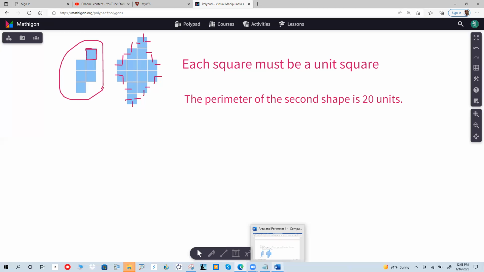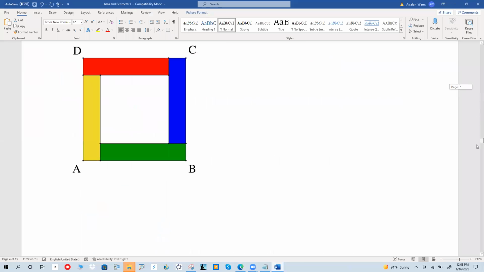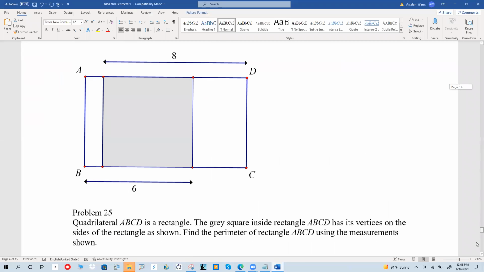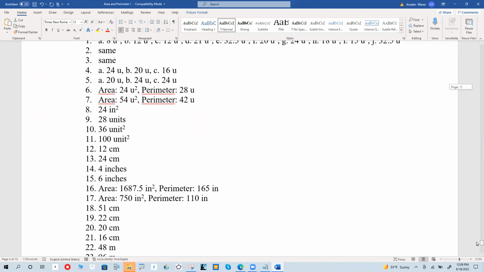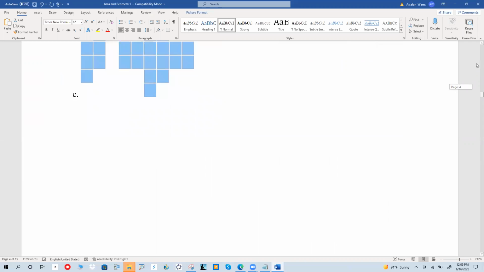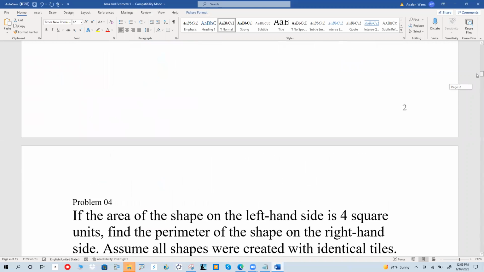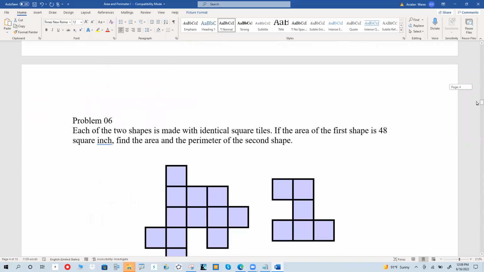And let's face the truth. Number 5, part A. Well, seems like we got it right. So that takes care of number 4. We did the first one, takes care of number 5. We did the second one.